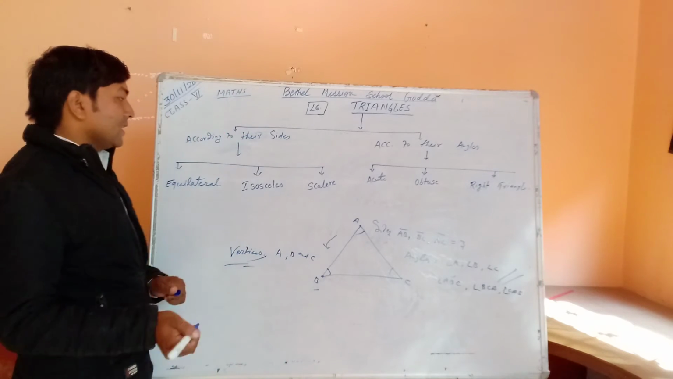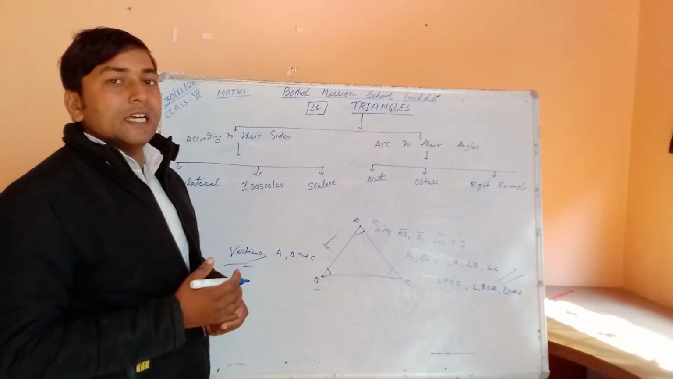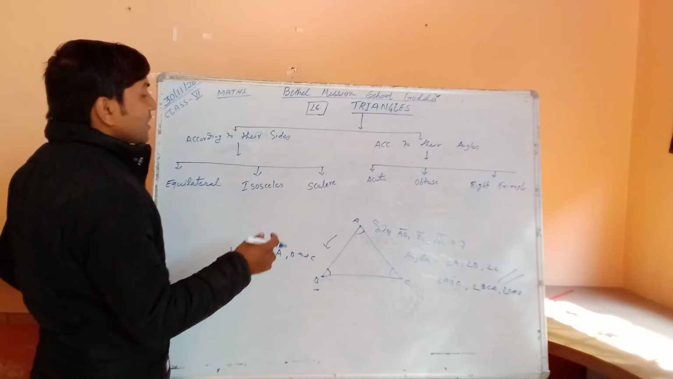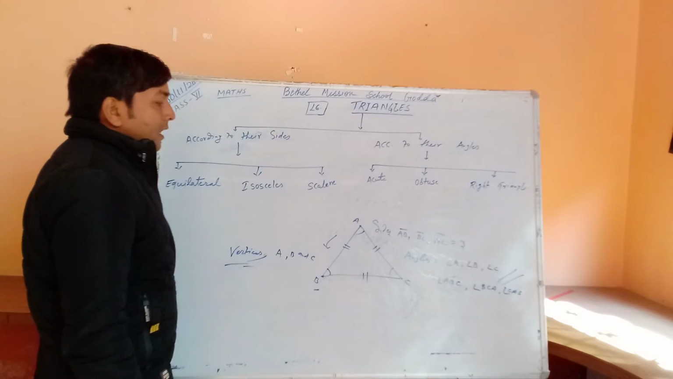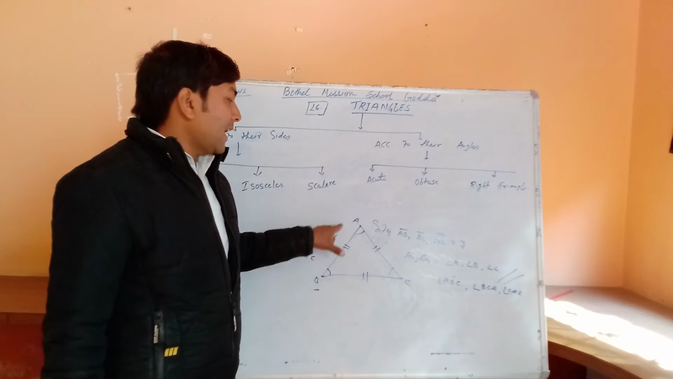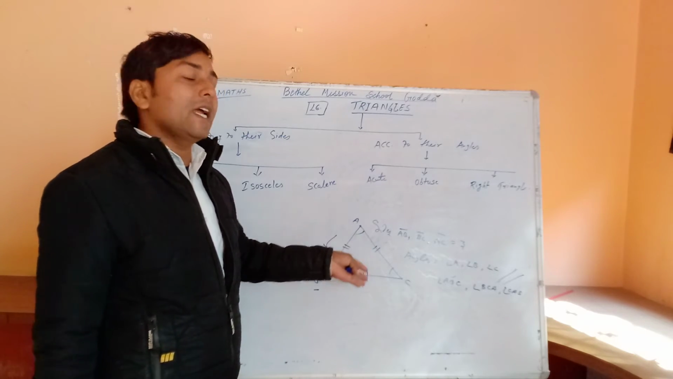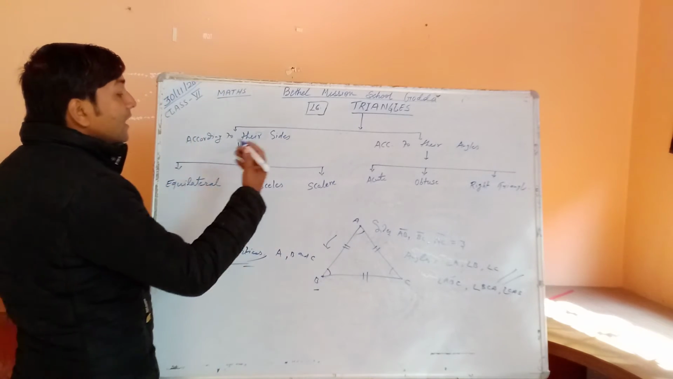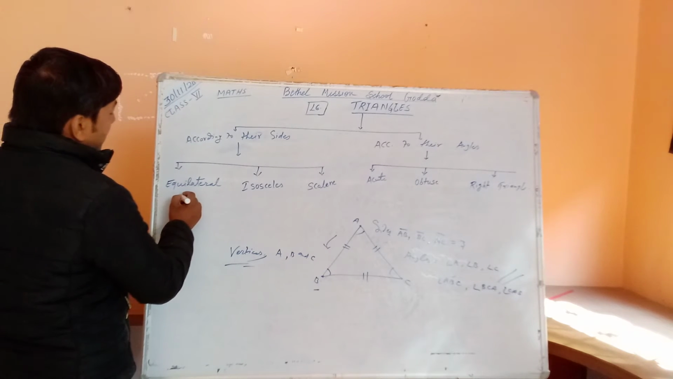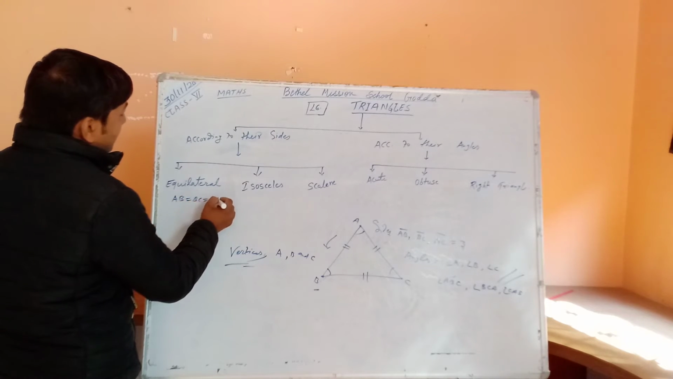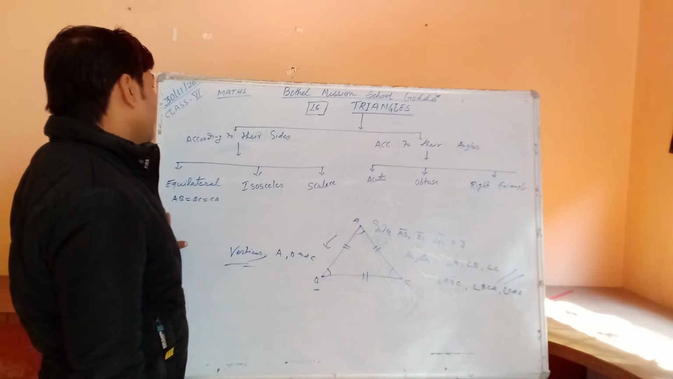First is the equilateral triangle. What is an equilateral triangle? If the sides of a triangle, how many sides? 3 sides. If all 3 sides are equal, then it is known as an equilateral triangle. It means AB equals BC equals CA. When 3 sides are equal, it is known as an equilateral triangle.